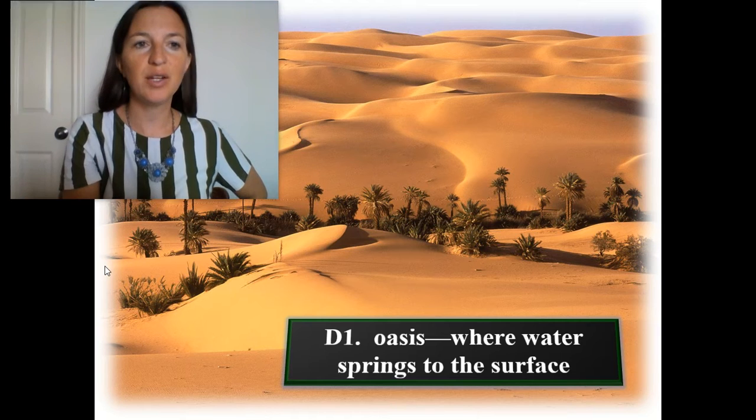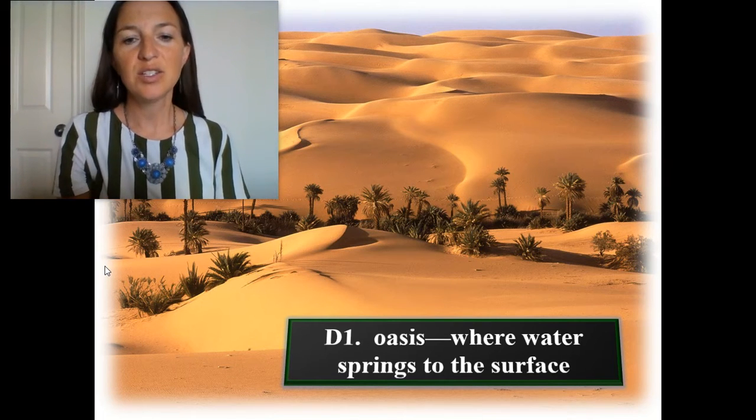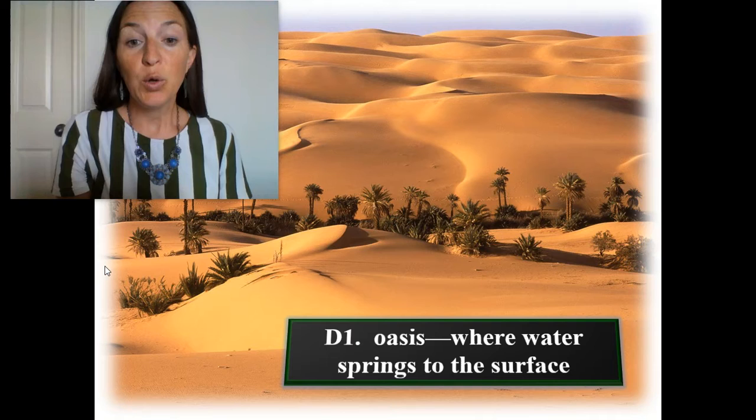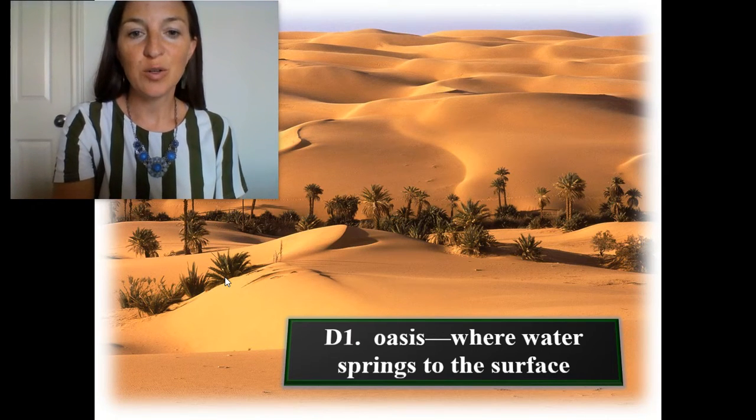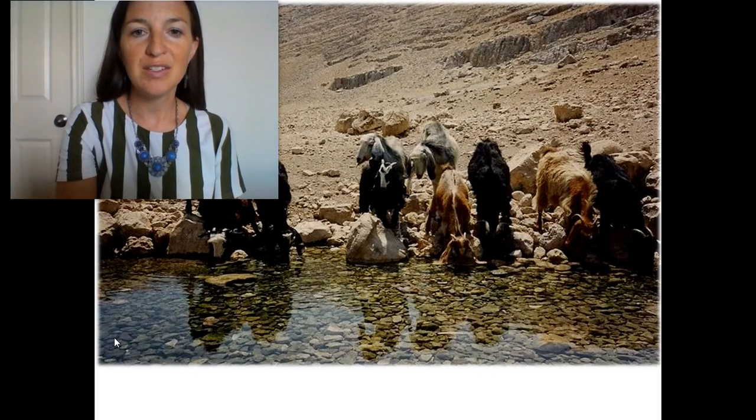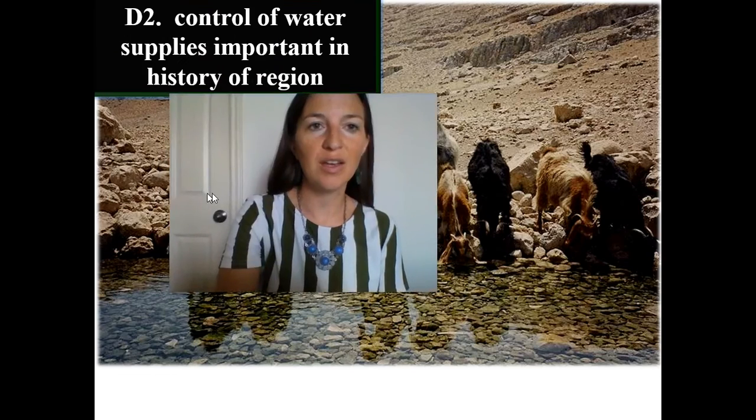D1, so this is to extend from D to talk about an oasis, which is where water springs to the surface. So you can get that definition down. Definitely that's a place where we need to water the animals.